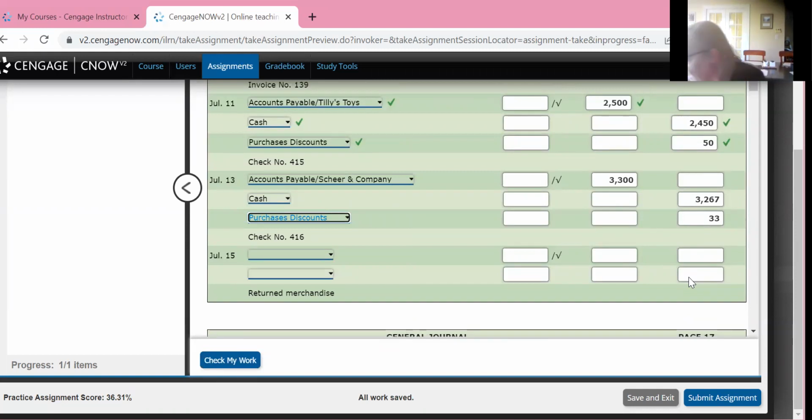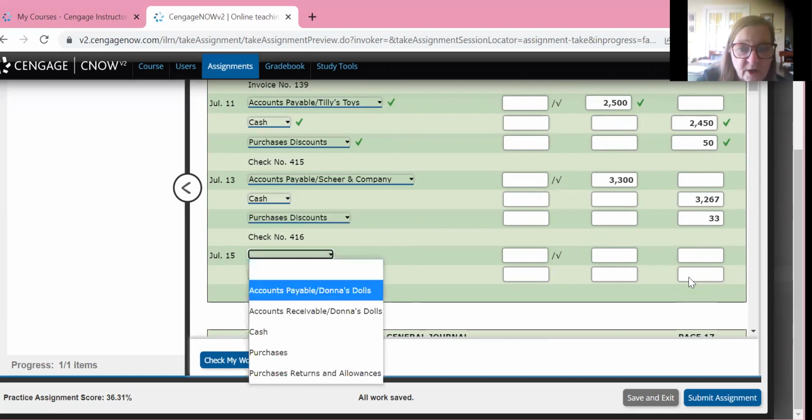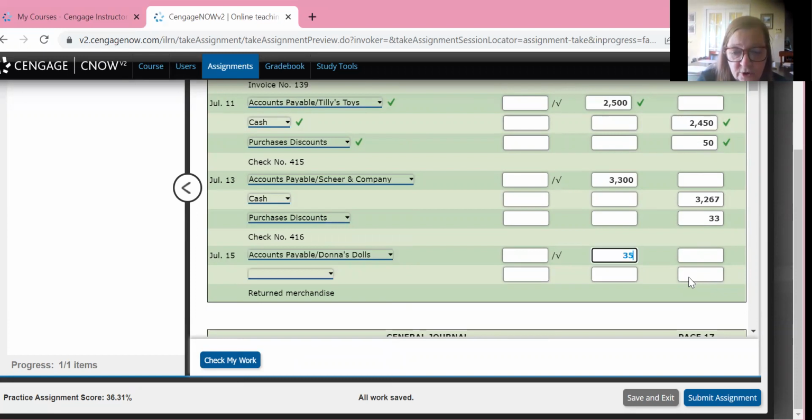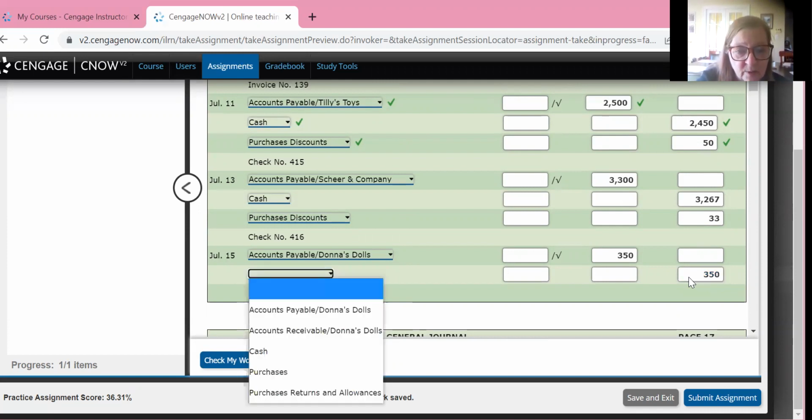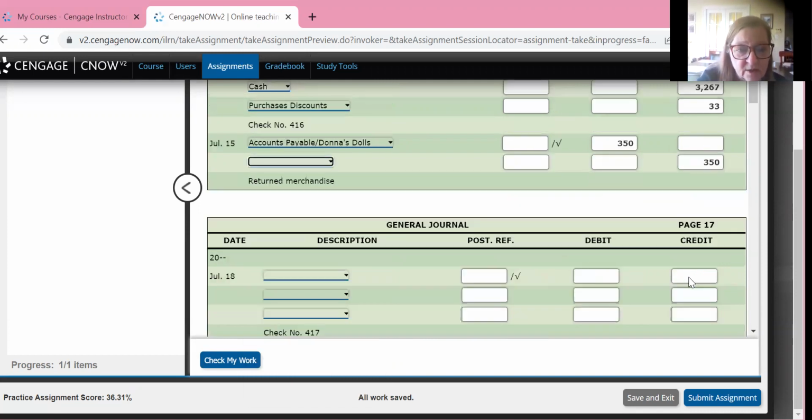Okay. Now, July 15th, returned merchandise purchased from Donna's Dolls, giving credit memo on the amount total $350. So what we got is accounts payable Donna's Dolls. It's going to be reduced by $350. And also purchase returns and allowances is going to increase by $350. Yep, looks good.